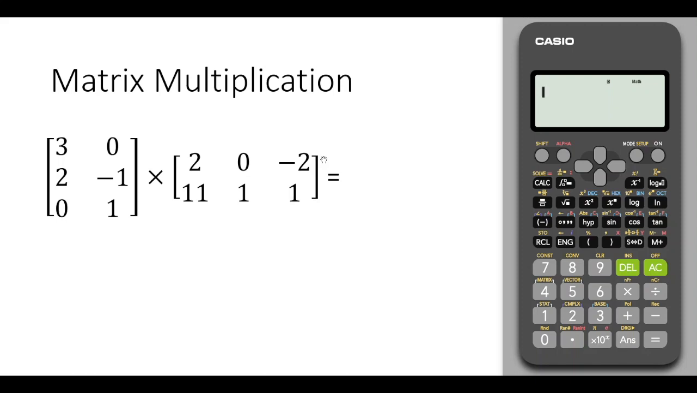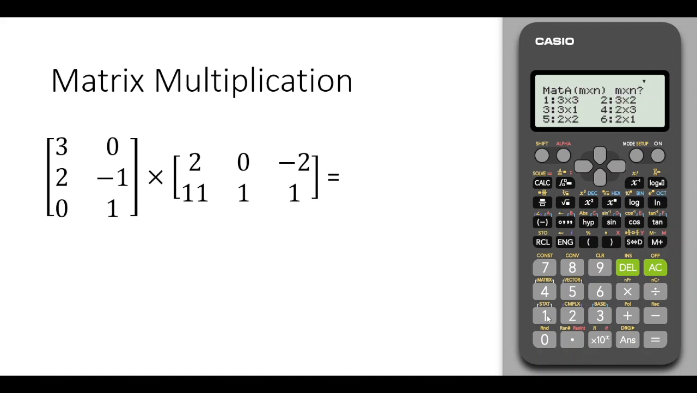In this video, I will discuss how I use this calculator to multiply two matrices. We start with selecting mode, matrix, select 6 for matrix. And let's now define the first matrix, matrix A. Select 1.